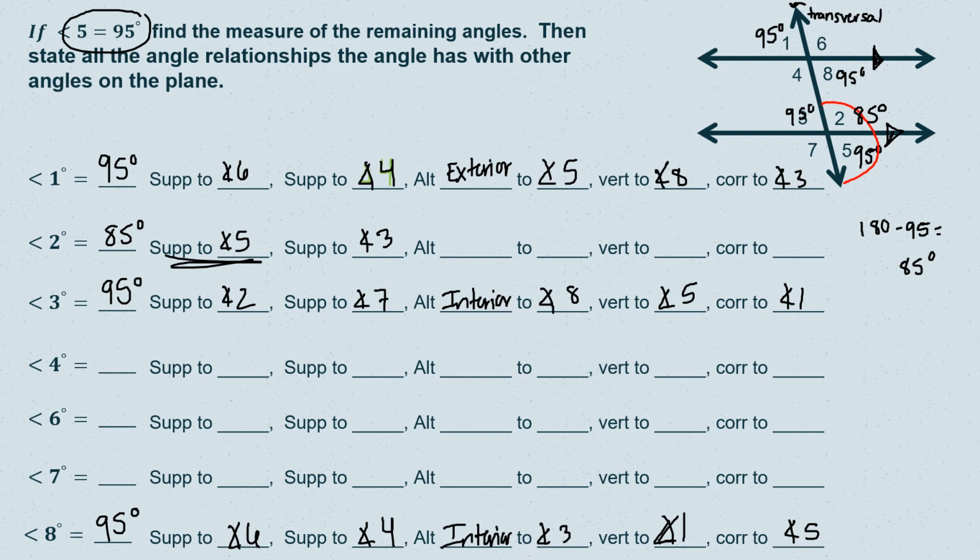Angle 2 is then, we're going to look at other relationships. Angle 2 is alternate interior to angle 4. Angle 2 is vertical to angle 7. And angle 2 is corresponding to angle 6. So right there, we can honestly decide what every other angle is.